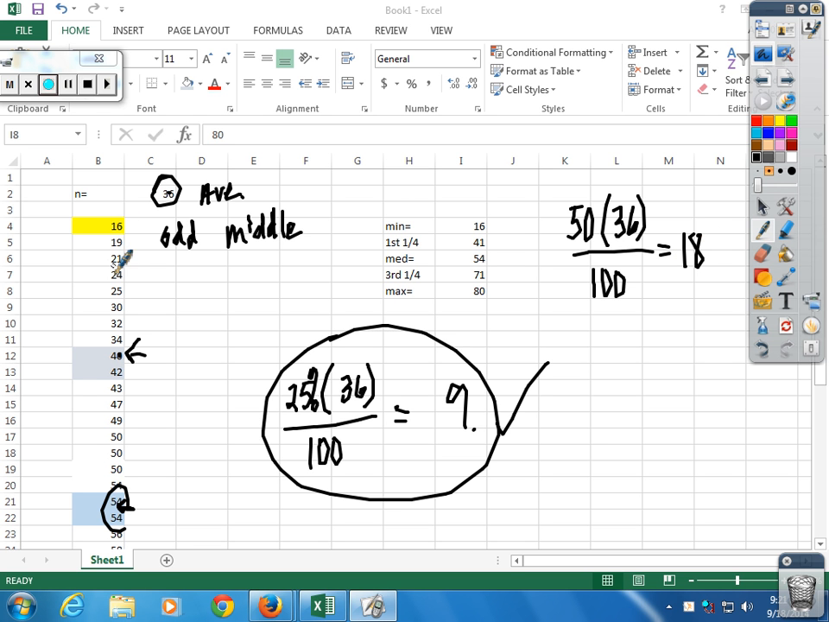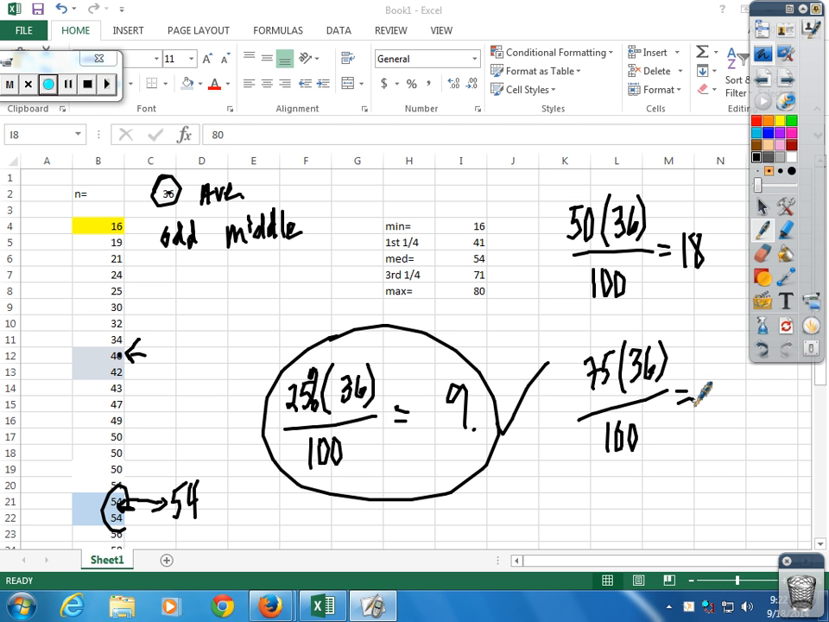1, 2, 3, 4, 5, 6, 7, 8, 11, 12, 13, 14, 15, 16, 17, 18. 54. So 54 is our 50th percentile. All right?